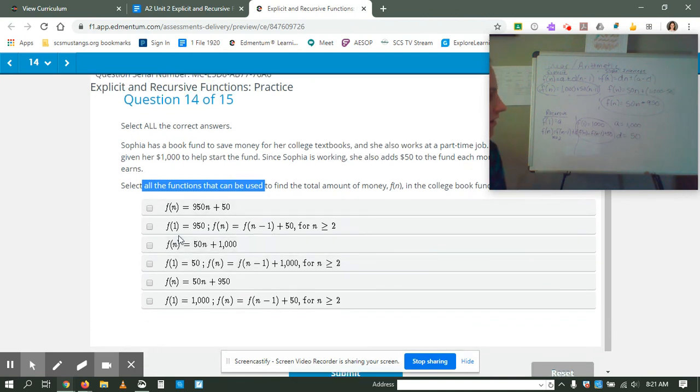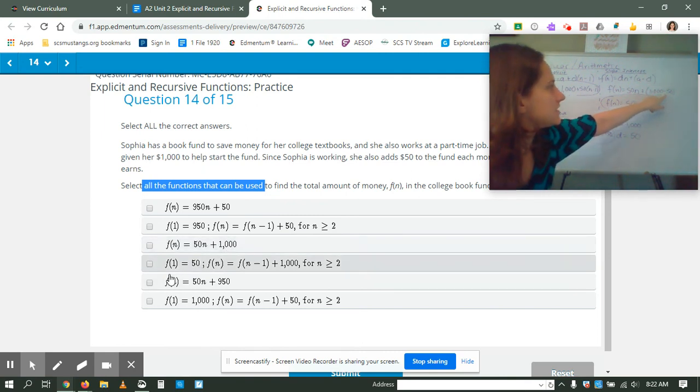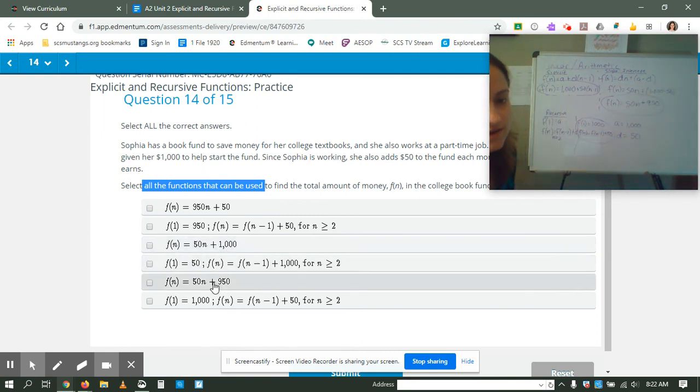So then f of 1 is equal to 950. That goes in the same form as this one. And f of 1 is not 950, it's 1,000, so it can't be that one. And then f of n is equal to 50. Oh, that matches. Plus, it's not plus 1,000, it's plus 950 because we had to do that subtraction. And then 50n plus 950, so it's going to be that one. And then f of 1 is equal to 1,000. And then f of n minus 1 plus 50. So it matches that one right there.